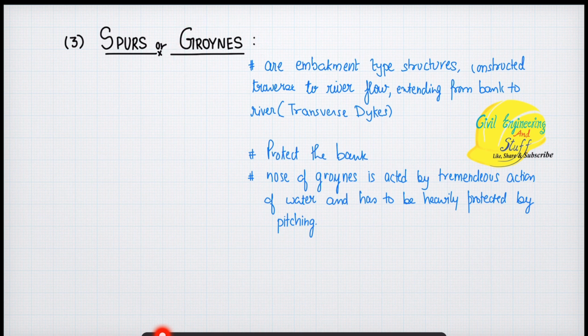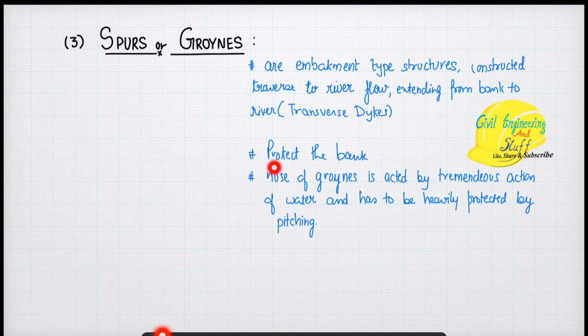Groynes are basically embankment type structures constructed transverse to the river flow, extending from the bank into the river. Okay, so basically these are structures that are constructed transverse against the flow of the river, and they extend from the bank of the river to inside the river.